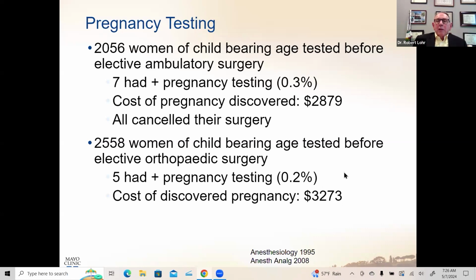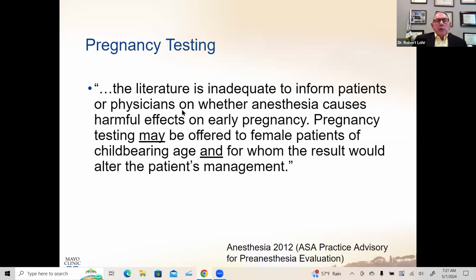But the patients tended to cancel their surgery if they knew they were pregnant. Now, whether they had to or not, I think is up for debate, but it's the patient's decision. And if it's an elective operation, I think their rationale is why subject the baby to something that they don't need to be subjected to, about which there may be some questions. So the Anesthesiology Society says that the literature is inadequate to inform patients about harmful effects. You can offer it to female patients of childbearing age and for whom it would result in management change. Well, if the patient says, I don't want to have the operation, that's a management change. So I think that there's a reason to do it.